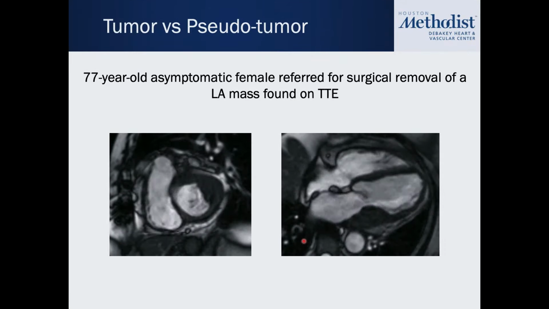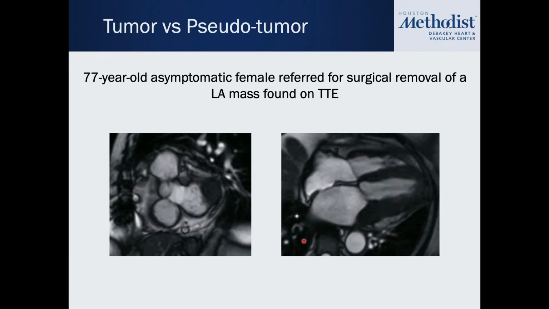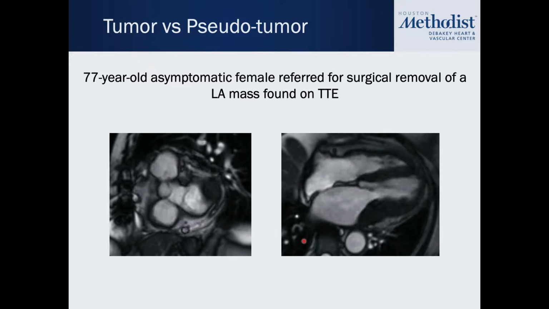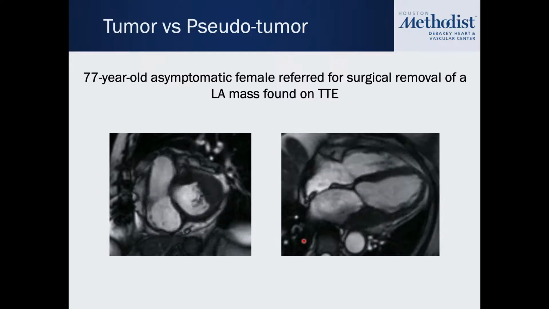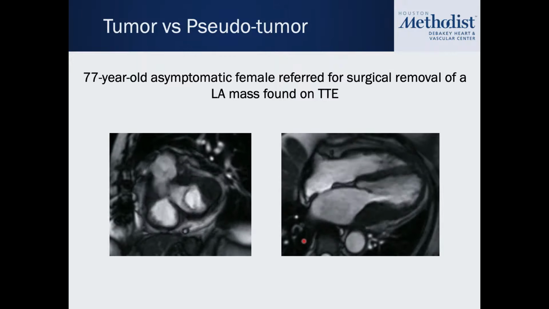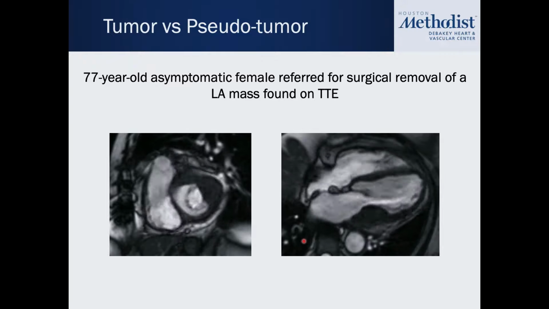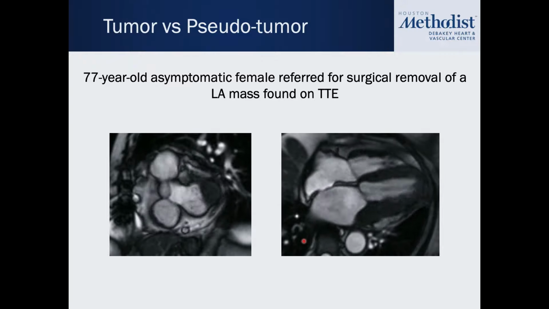Let's see who's gonna figure out this one. 77-year-old asymptomatic female, surgical removal of an LA mass found on TTE. Not showing the TTE for a reason. What do you think? Is it a tumor or a pseudo-tumor?